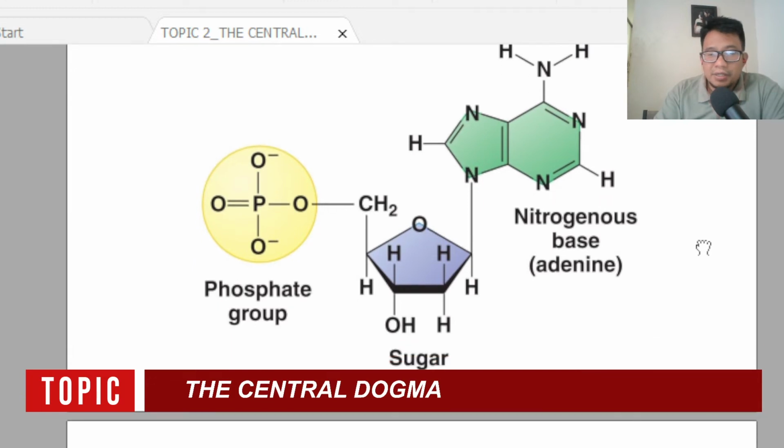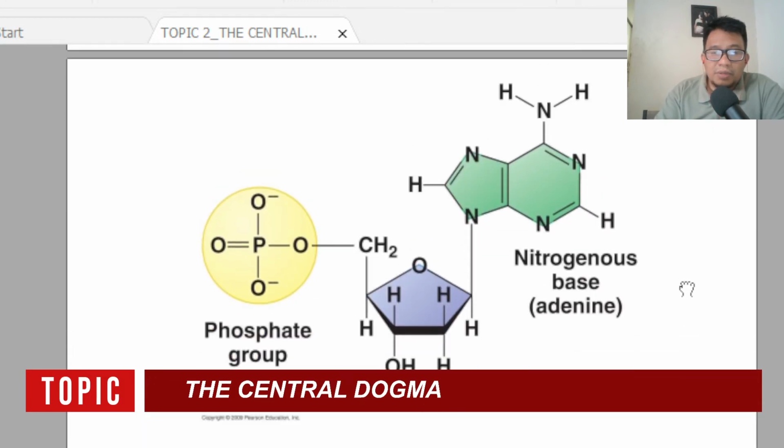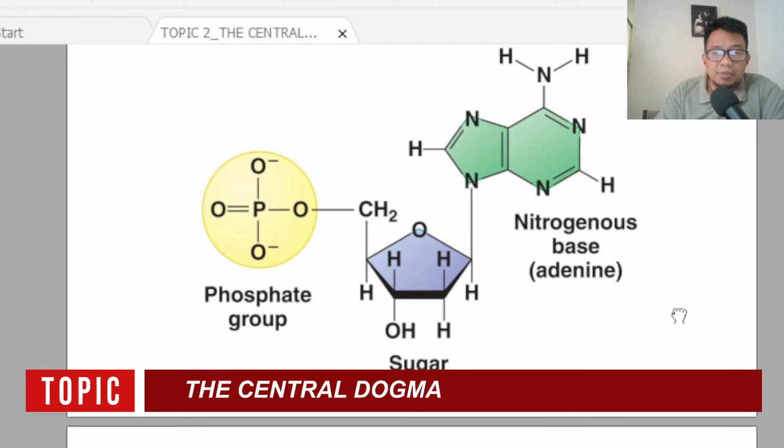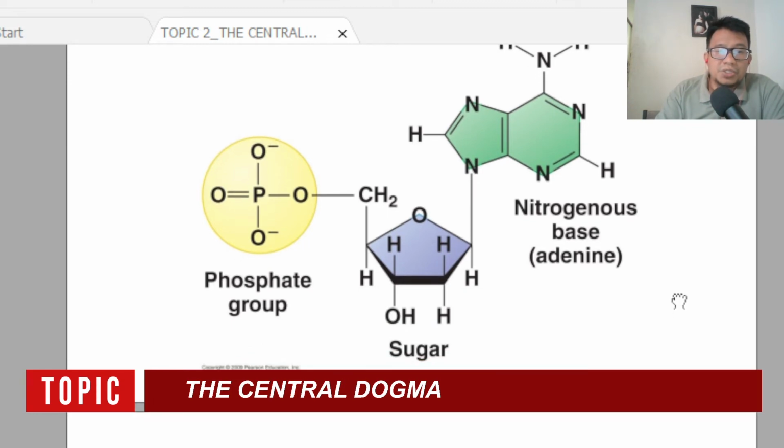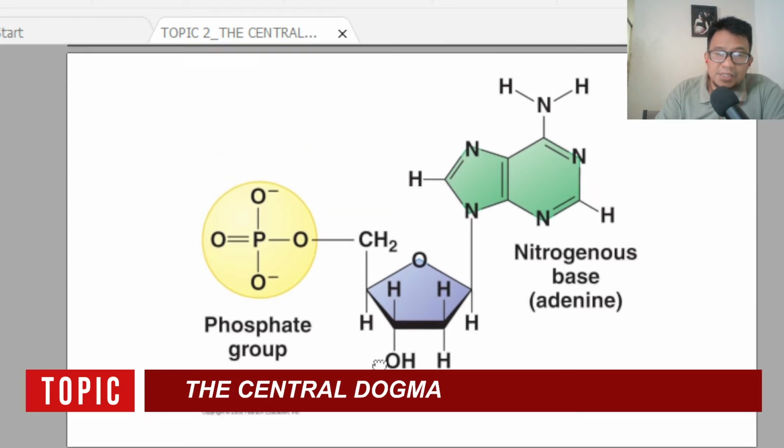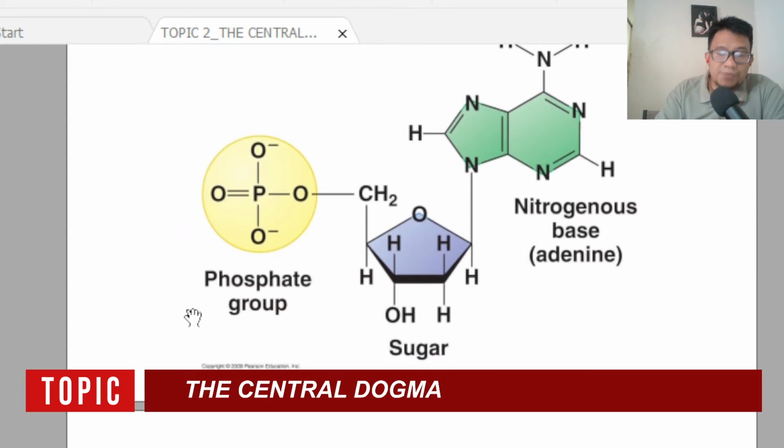When we talk about the foundation or the structure of the DNA molecule, it's actually made up of three major components. You have the nitrogenous bases, say for example in this case, adenine. This is the base. The second is the sugar, and the third is the phosphate. The phosphate group and the sugar group form the strands. So again, these are the three: the nitrogenous bases, the sugar, and the phosphate group. These are the major components of the structure of a DNA molecule.